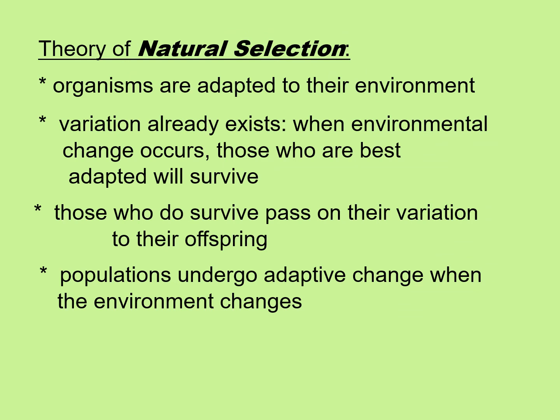The theory of natural selection states that organisms are adapted to their environment. Variation already exists. When environmental change occurs, those who are best adapted will survive. Those who do survive pass on their variation to their offspring. Thus, populations undergo adaptive change when the environment changes.